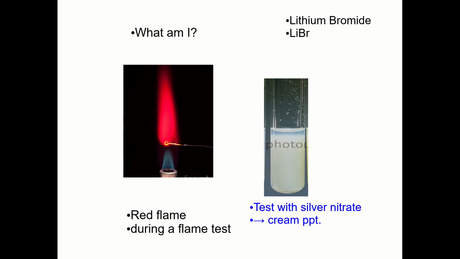This one. So we have the flame test, and then we have our silver nitrate, gives us our cream precipitate. I think I've given the answer away already on that one. Okay, so it's lithium bromide.